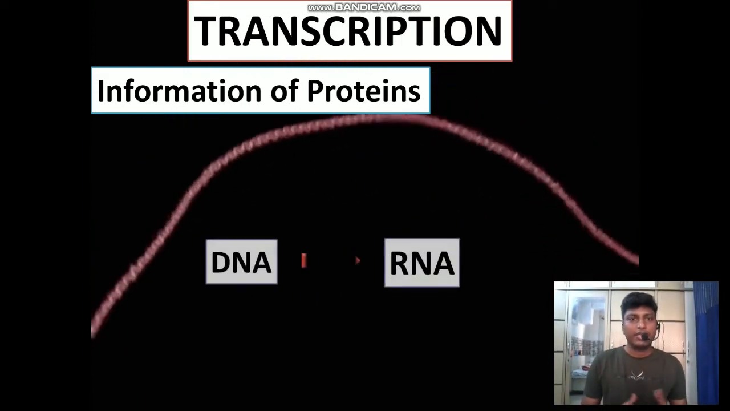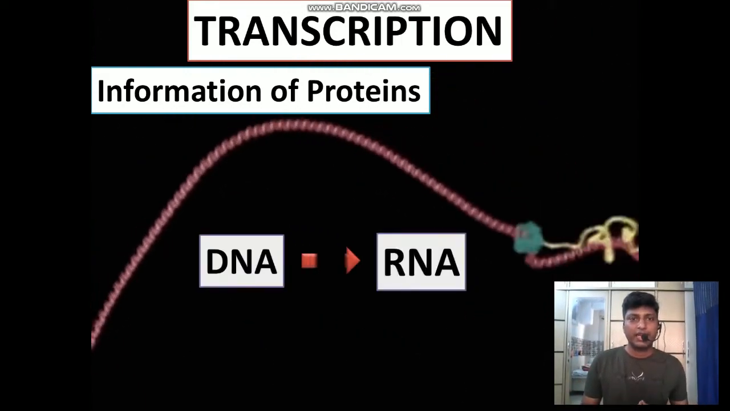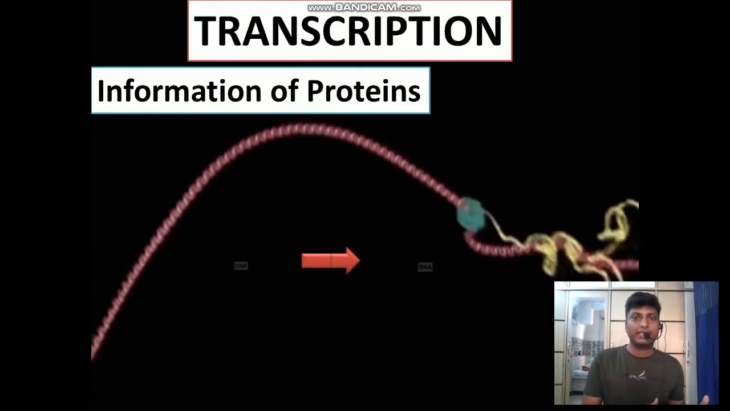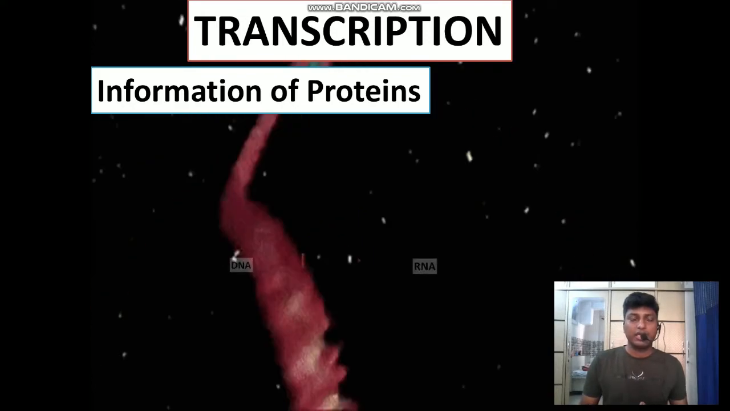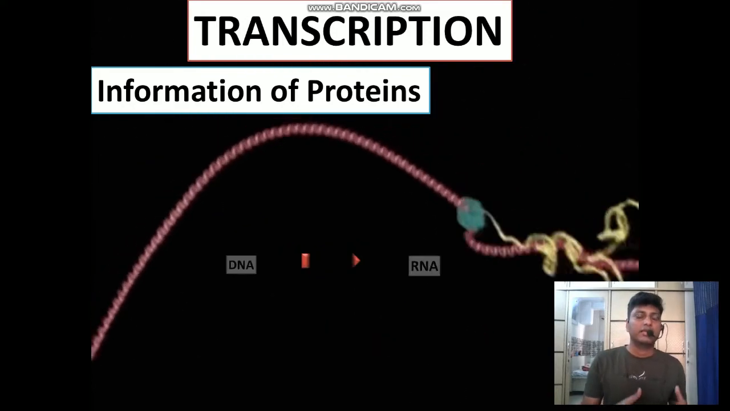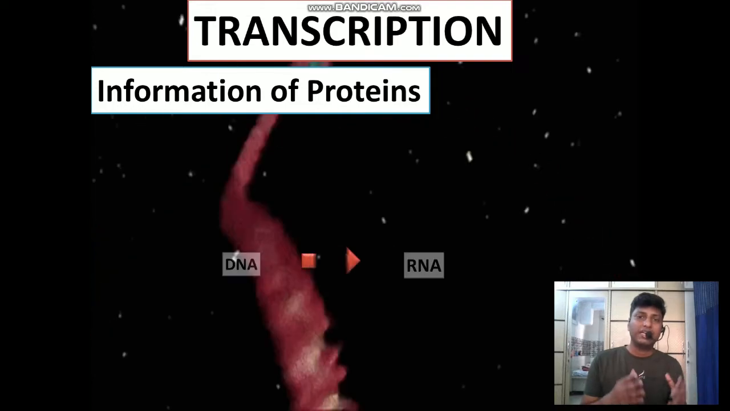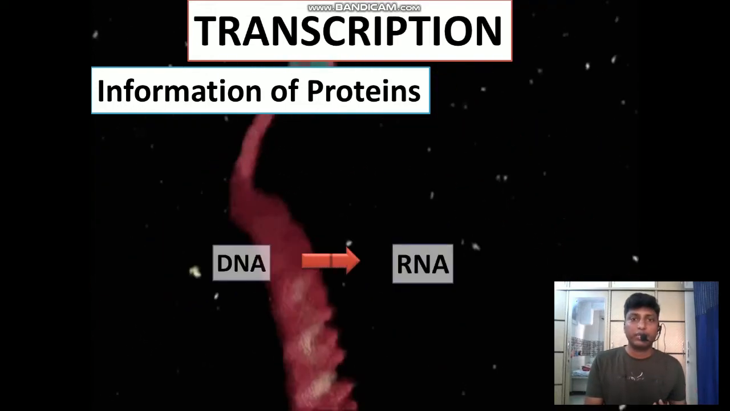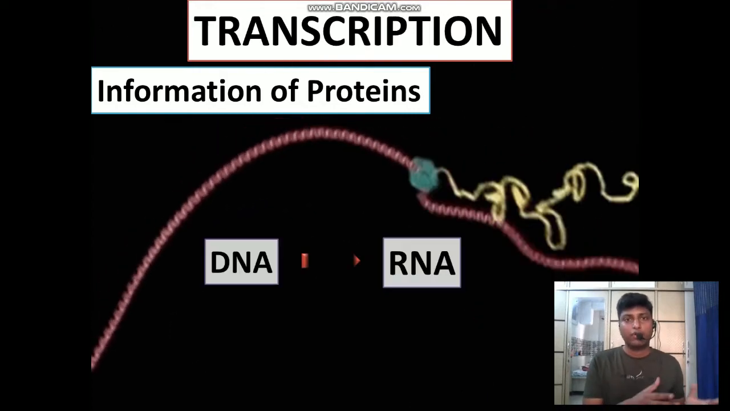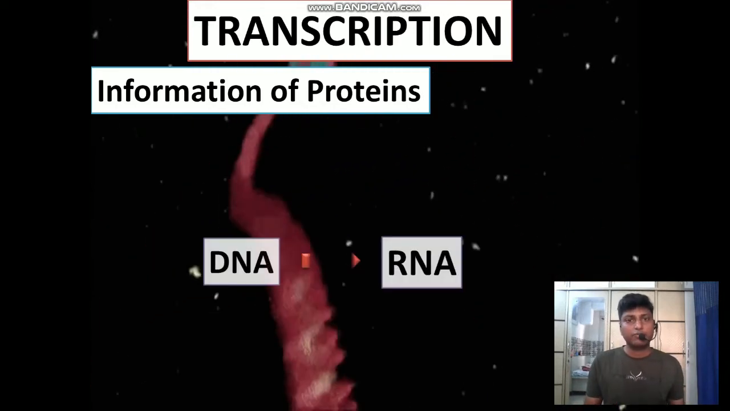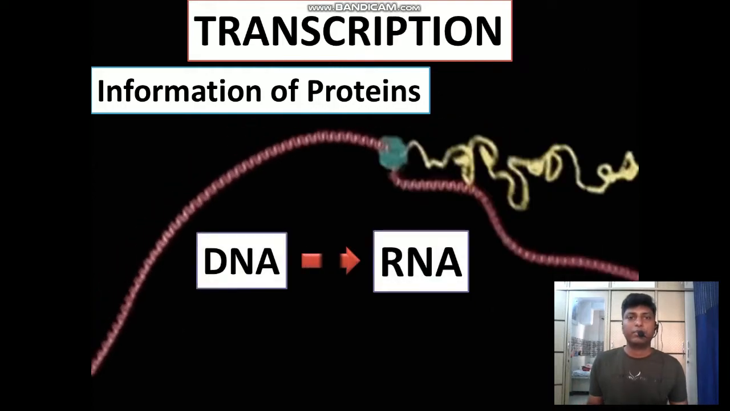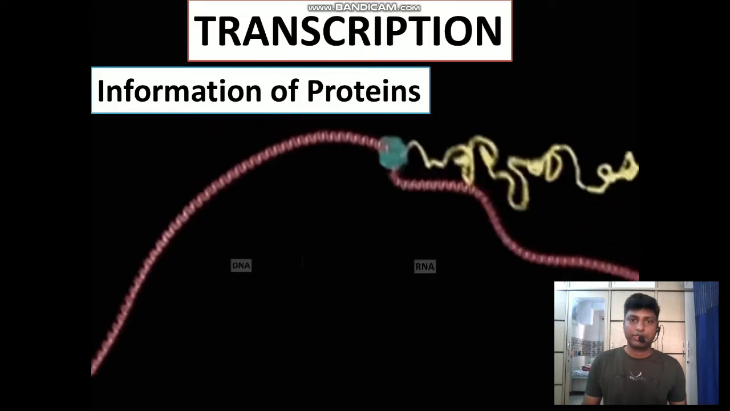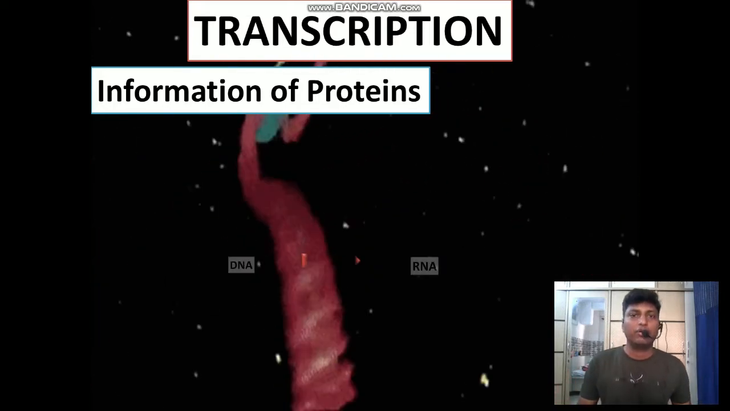So actually DNA, which we all know is the main genetic material in every organism, whether it is bacteria or plants or animals, in every organism DNA is the main genetic material. The DNA contains the information of proteins, and this information is actually transferred from DNA to the RNA, and this process of transferring the information from DNA to RNA is called transcription. So let us understand how does this occur.